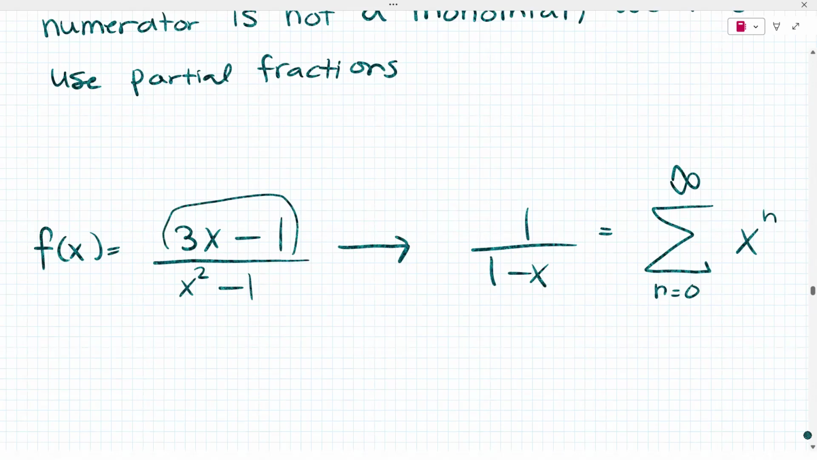I believe it's a binomial. And then the denominator is okay. It's definitely a binomial, right? It's okay to have a binomial in the denominator. So we got to somehow make this numerator into a monomial by using partial fractions. So let's do that.